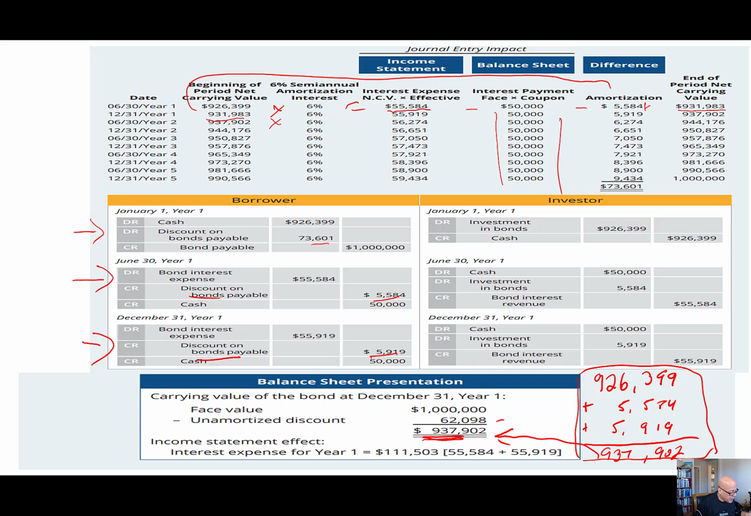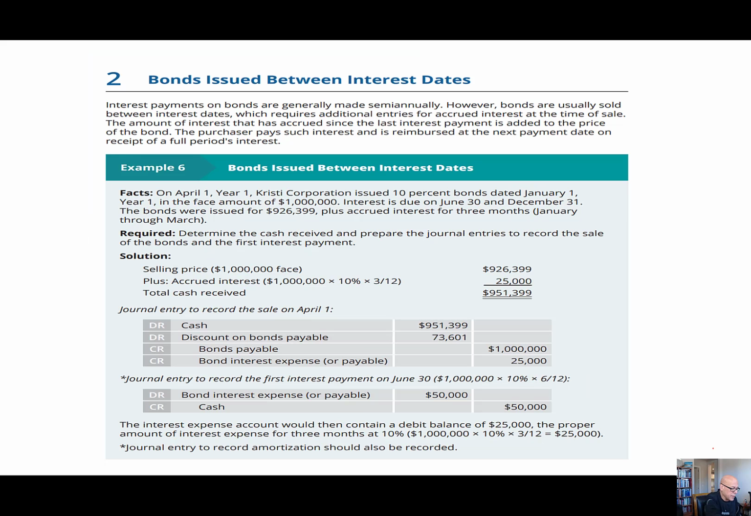Okay, good. So let's just take a quick look at a couple more things, and then I'm going to ask you to start to take a good look at your practice midterm on this, okay? But when you take a look here, we're talking about what happens if the bond is issued in between interest payment dates.